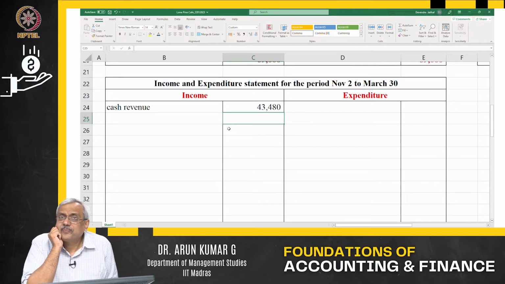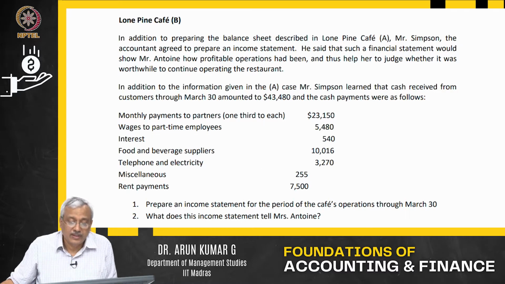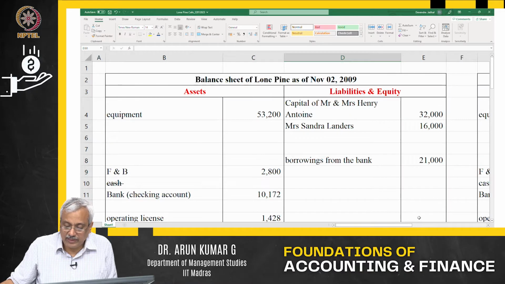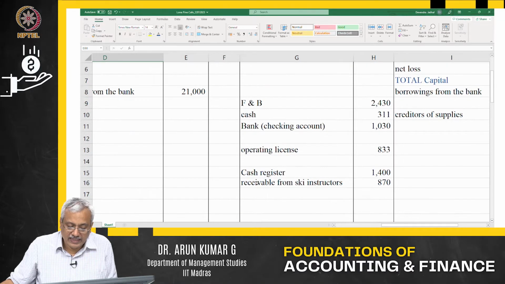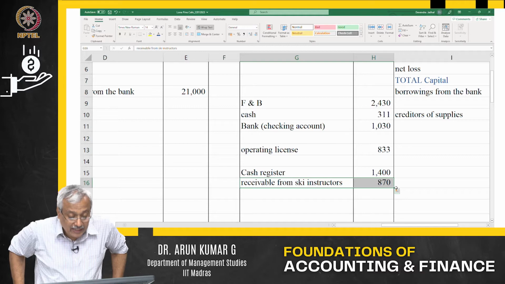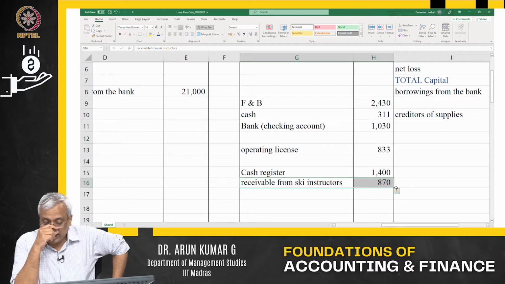Is that all the revenue, or is there some more revenue which I missed? If I go back to the statement, I don't see anything else. All I have to do is go to the closing balance sheet of the cafe, and there I see receivables from ski instructors, $870. This is the income statement from November 2nd to March 30th. It says receivables from ski instructors. Why is it a receivable?